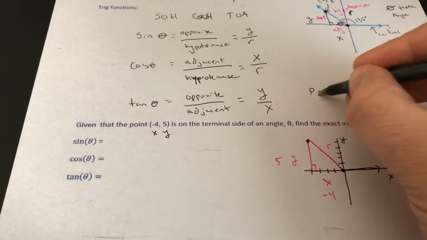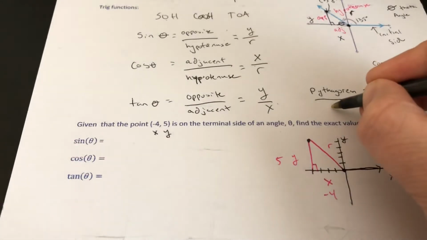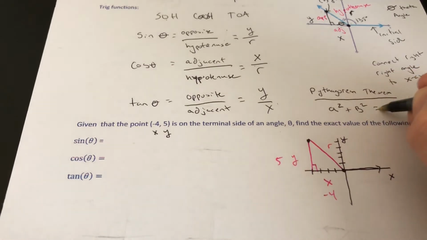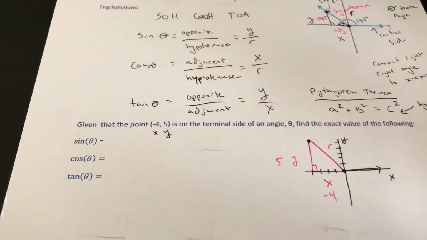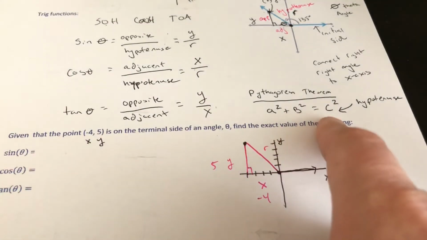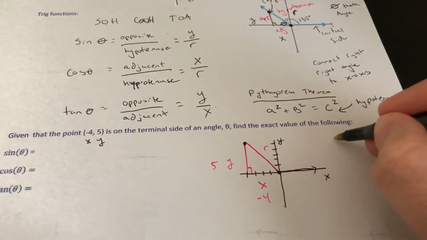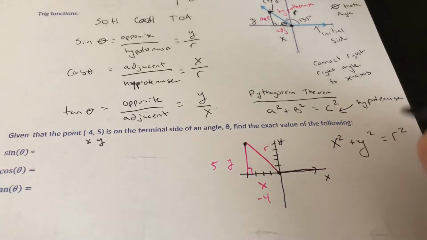Remember the Pythagorean Theorem states that the two legs of a triangle squared, so a squared plus b squared, when you add those together, will always equal the hypotenuse squared. Remember, this value always is the hypotenuse. It's not as important which one you label A and B, but we know that c squared needs to always be the hypotenuse. So if we translate this to our algebra 2 terms, x squared plus y squared has to always be r squared.